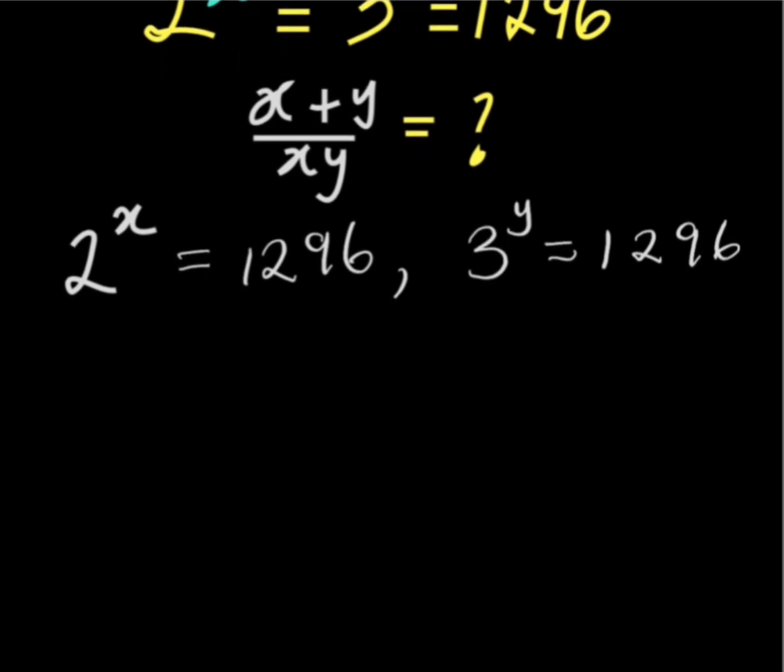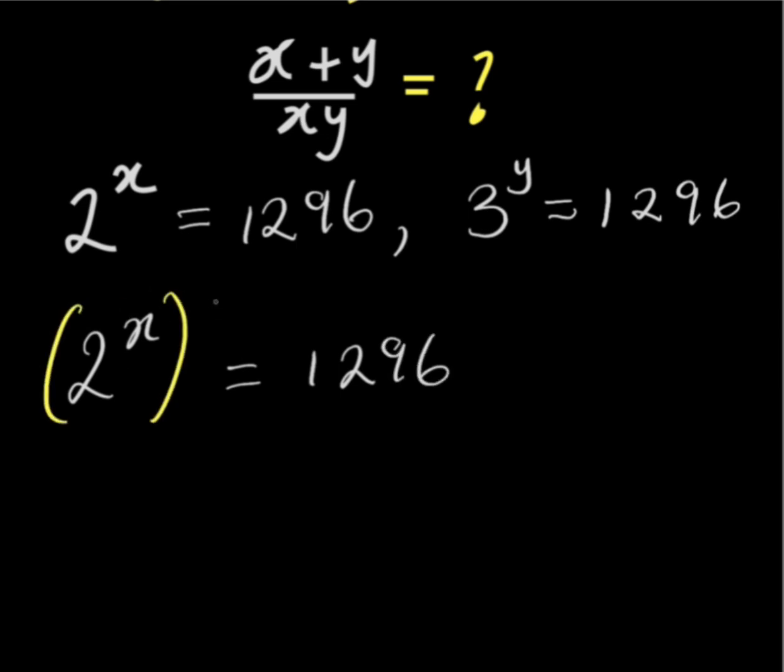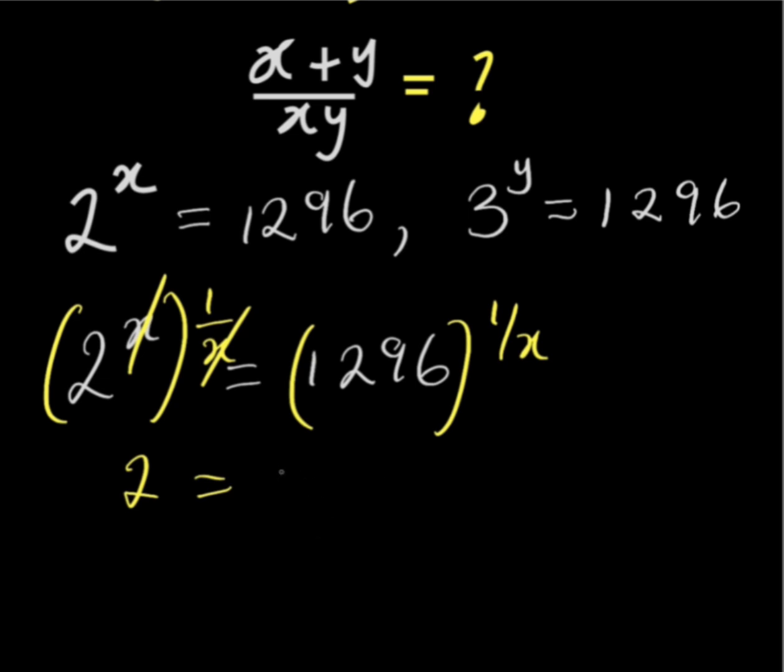Now, starting from the first one, if you have that 2^x = 1296, I can decide to raise both sides to a power of 1/x. The essence of doing this is to ensure that the x on the left hand side is cancelled. This will cancel out, leaving me behind with 2 = 1296^(1/x). I can call this equation 1.